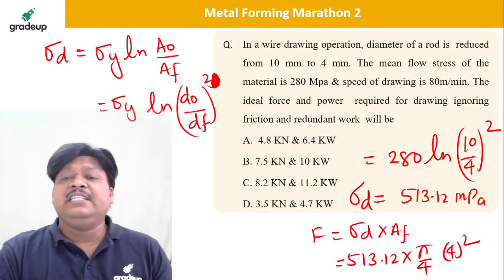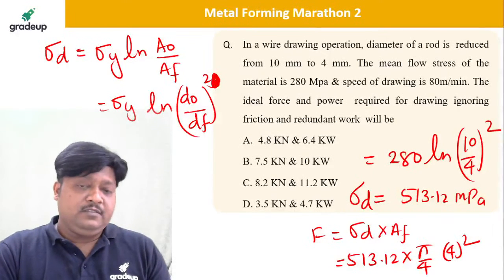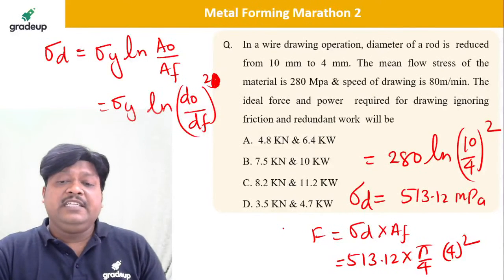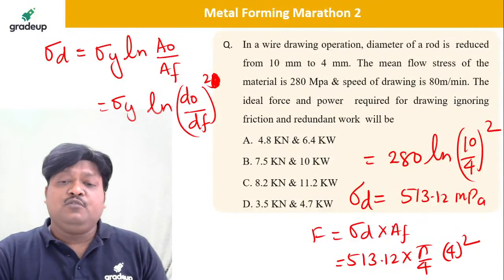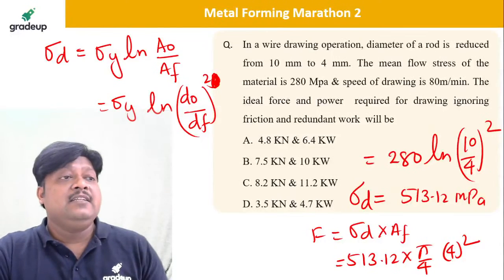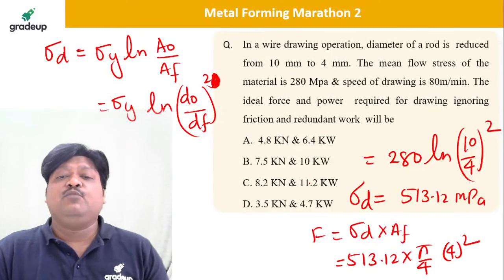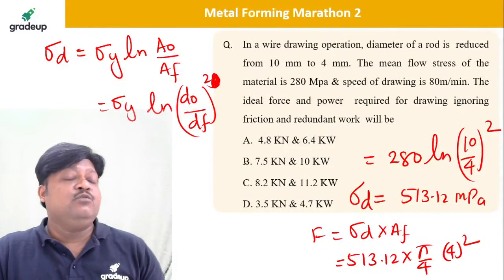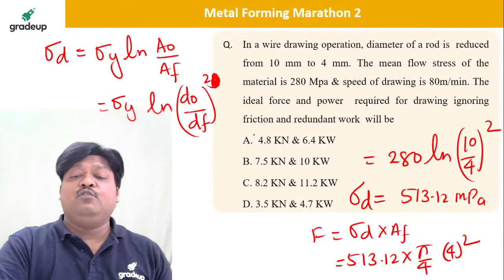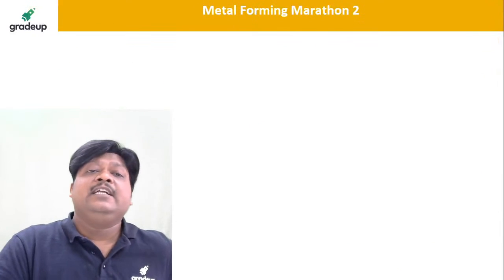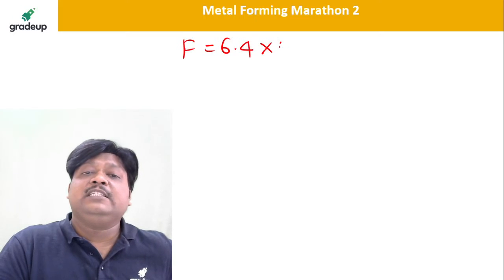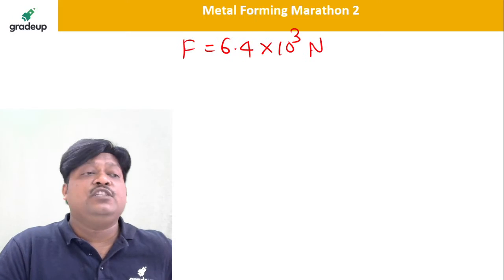Okay, so 513 is correct. Then what is the force? I hope then the option I have to change. 513.12, then what is the force? Final area 6.4. Okay, I will take 6.4 definitely. On that basis we have to change the option. 6.4 is absolutely correct. Okay, Neeraj, very good. So 6.4 kilonewton, that is 10 to the power 3 Newton. This is the force in the drawing operation.